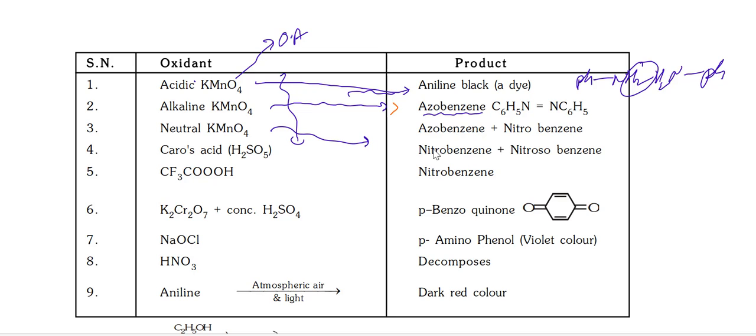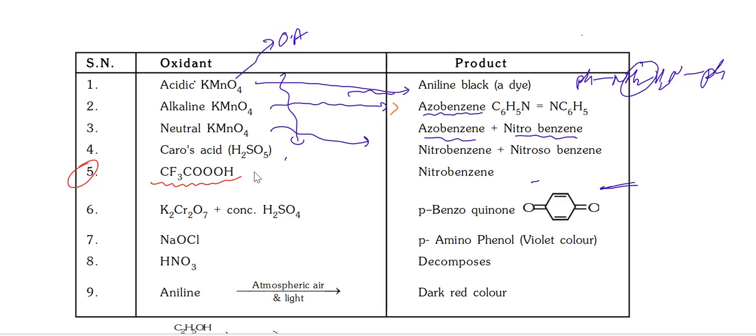In neutral medium, azobenzene plus nitrobenzene. In neutral medium the oxidation power of KMnO4 is increasing. That's why one is azobenzene, the other one is nitrobenzene, since a little more oxygen came in. Next, Caro's acid, peroxysulfuric acid, gives nitrobenzene plus nitrosobenzene. See, the oxidation strength is increasing. Nitrosobenzene.